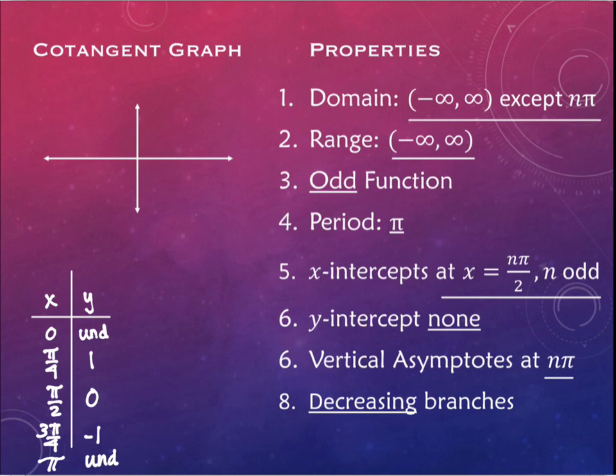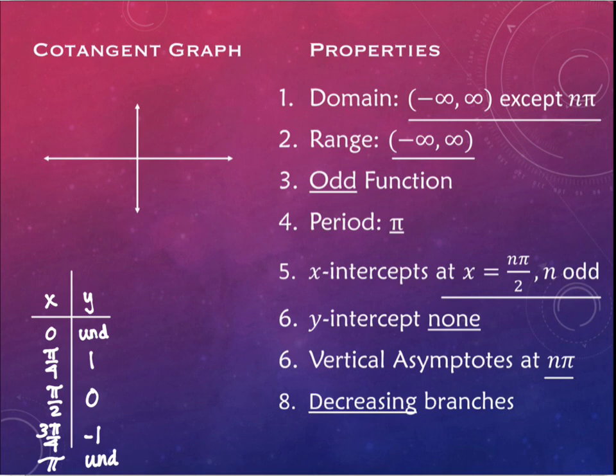Now my x-intercepts are occurring at the same places that in tangent's world were the asymptotes. So it's the half pi values. So n pi over 2, or all the half pi's, is where I'm going to have my x-intercepts. There are no y-intercepts because we actually have an asymptote on the y-axis. There are going to be vertical asymptotes at every whole pi value now instead of the half pi values. And this one's different. The branches are decreasing.